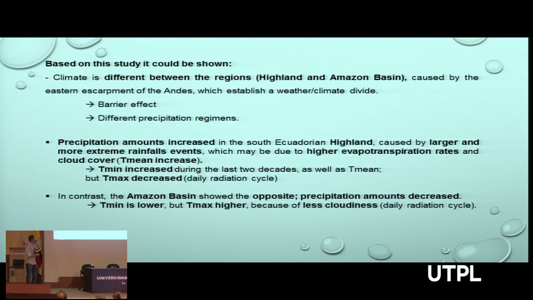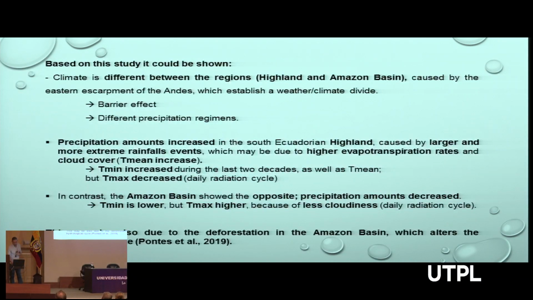Therefore, for the higher cloud cover, our argument is that the minimum temperature increased, but the maximum temperature decreased in the highland. On the other side, the Amazon Basin showed the opposite. Precipitation decreased because we have lower minimum temperature and higher maximum temperatures, which means that we have less cloud cover, which affects the daily radiation cycle and the temperature. But the less cloud cover may also be due to the deforestation in the Amazon Basin.